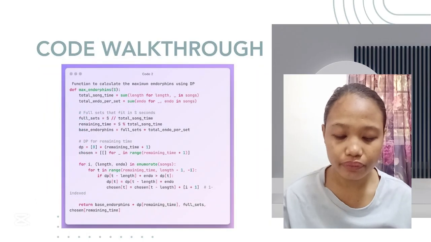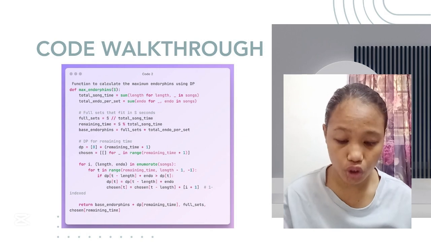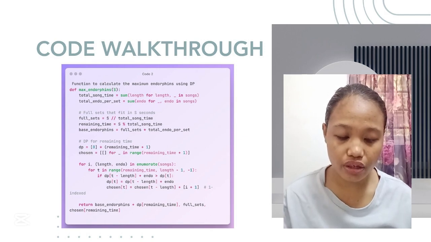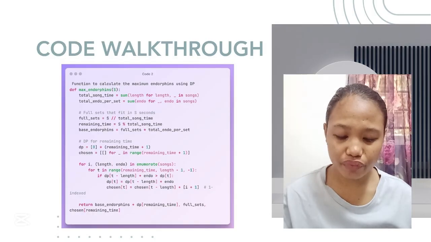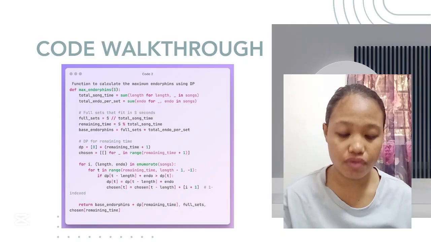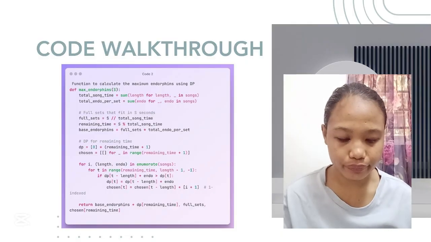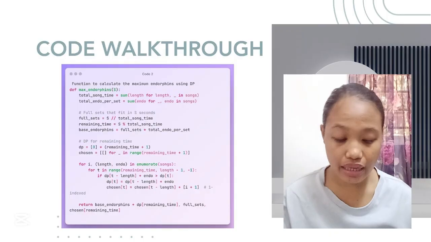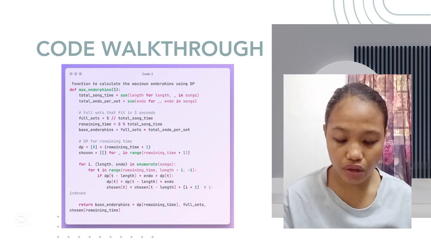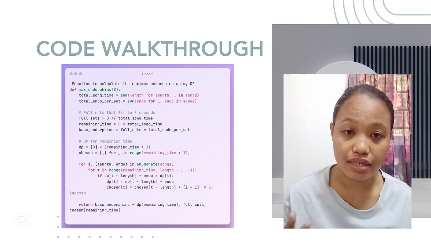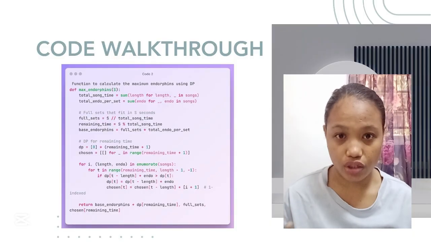The second one is the dynamic programming function, with the function name max_endorphins, with S as its input, the total listening time in seconds. For the process, it calculates the total time and endorphin contribution of songs. It also determines how many full sets of songs fit within the duration. We also use dynamic programming to optimize the selection of additional songs within the remaining time. For the output, it returns the maximum endorphins possible along with the chosen songs for that duration.